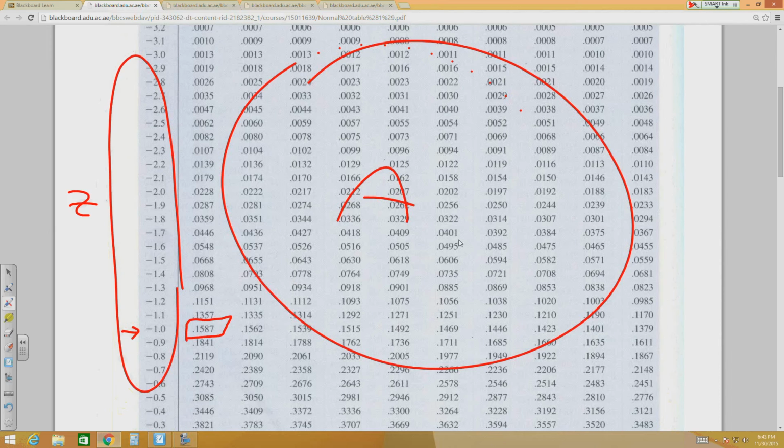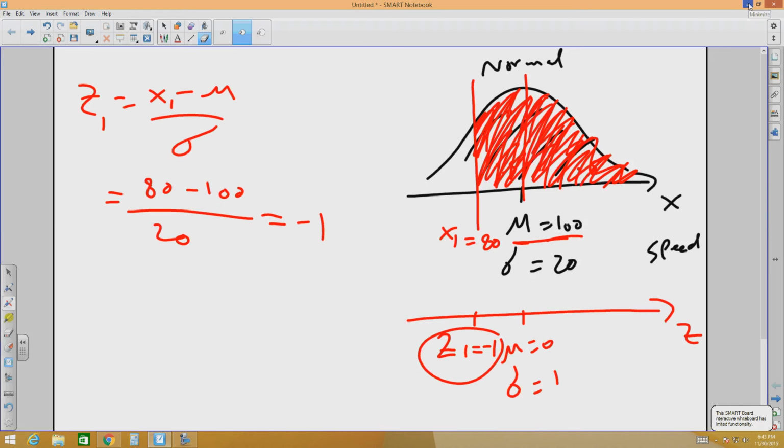That's it. So the area I'm looking for is 0.1587. The other values, we'll talk about it. 0.1587, so that means area 1 is 0.1587.